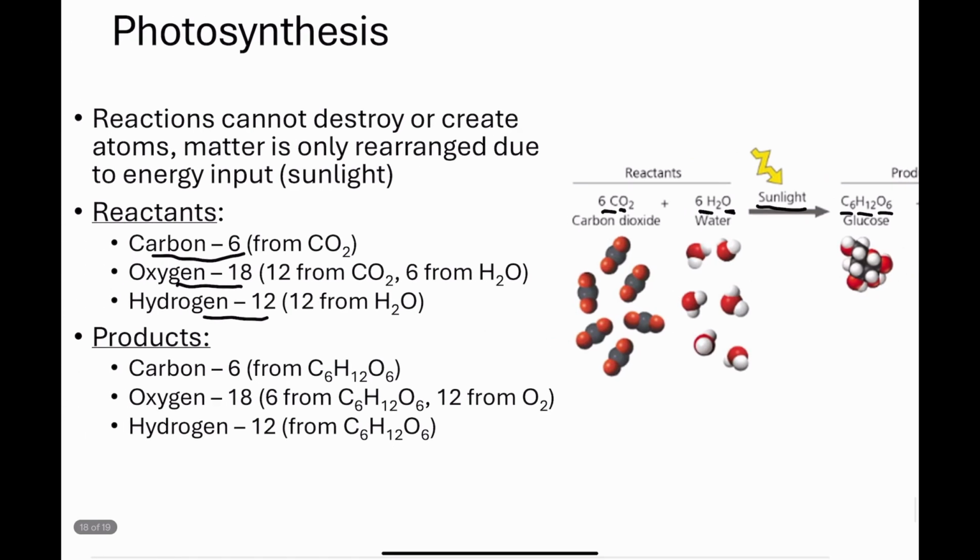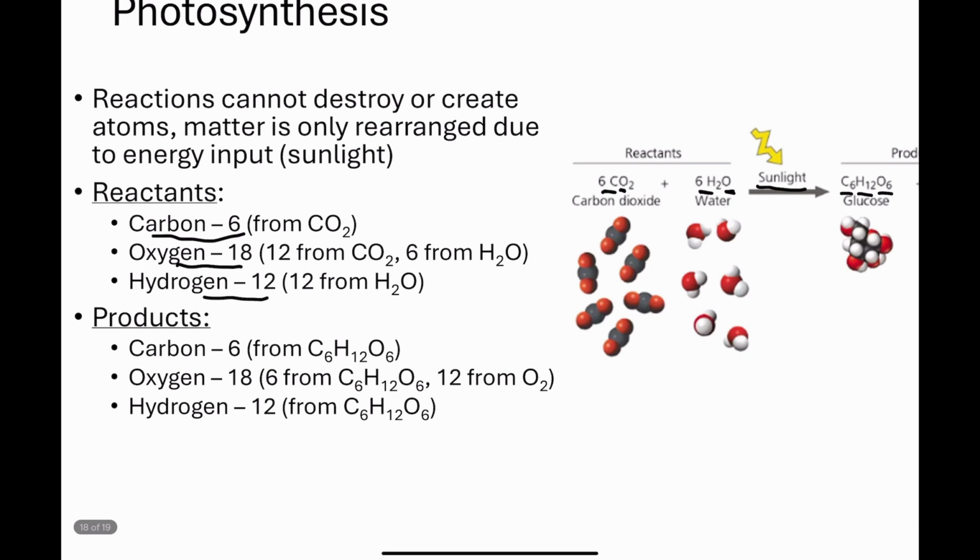So even though we have different formulas, we're still going to have the same number of atoms in the reactants and our product side. So we have 6 carbons, 18 oxygens, and 12 hydrogens in our product side, which is the same thing that we had on our reactant side.